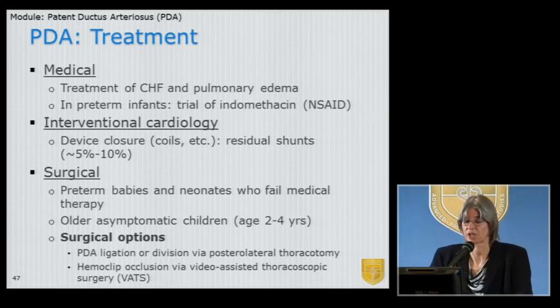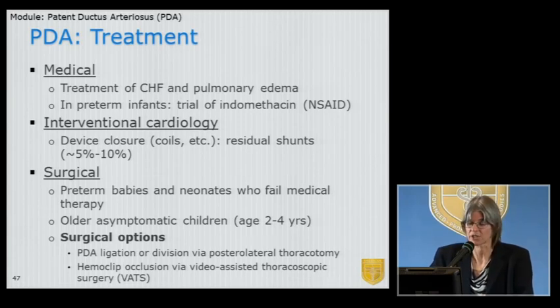Preterm infants usually have a trial of indomethacin. Otherwise, you treat the congestive heart failure and the edema. If the child is older and not a mini preemie, you can go to the cath lab and close it with coils, especially if you have residual shunts sometimes. Otherwise, you go to the OR.